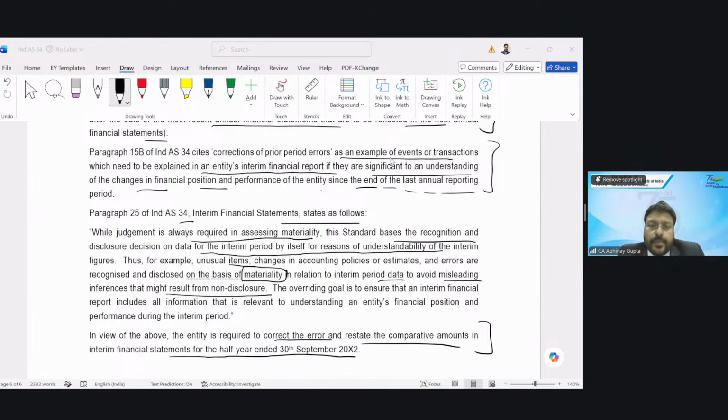So whenever we are preparing the full-fledged set of financial statements, Ind AS 1 will apply and Ind AS 34 will go away, right? As long as we are preparing the quarterly or interim financial reporting in terms of Ind AS 34 condensed financial reporting, we are going to apply Ind AS 34. But if we choose to prepare the full set of financial statements, even for interim financial reporting, then we have to apply Ind AS 1 only, right? So then Ind AS 1 becomes fully applicable in that case.